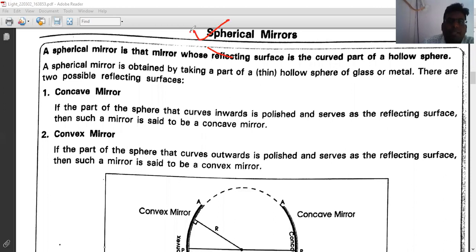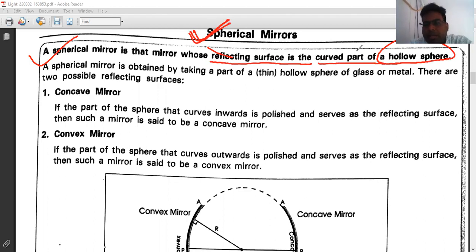Now the next point is the spherical mirror. A spherical mirror is a mirror whose reflecting surface is a curved part of a hollow sphere, right? A spherical mirror is obtained by taking a part of a hollow sphere of glass or metal. There are two possible reflecting surfaces.